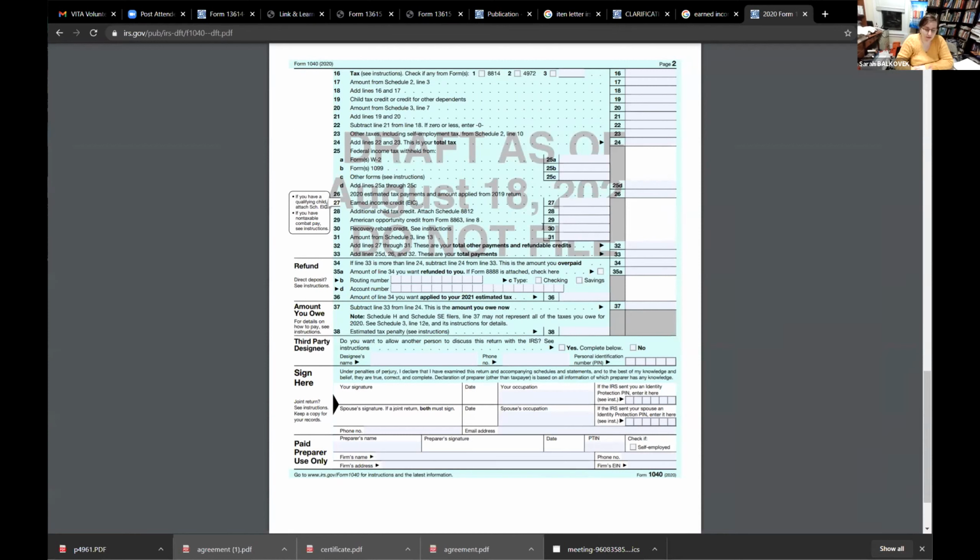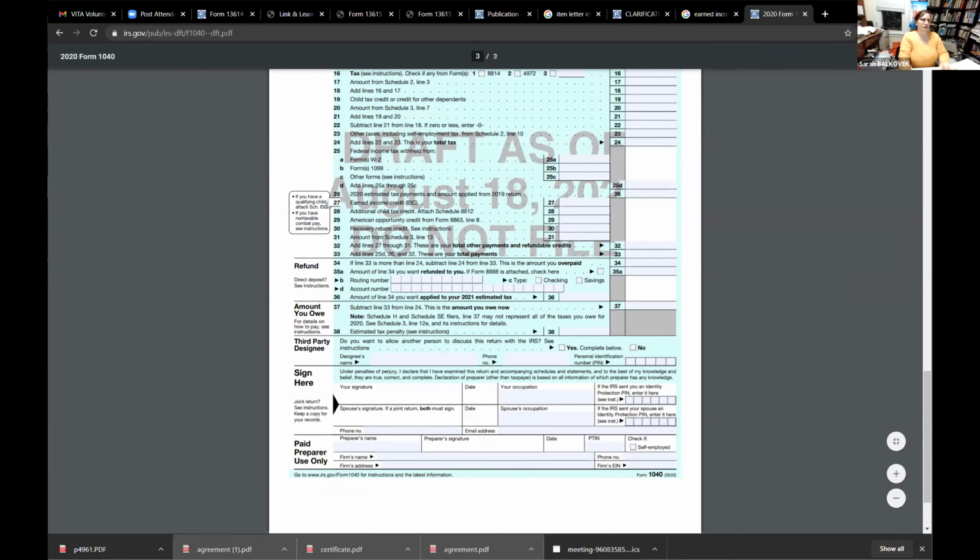So what that does is, again, it talked about in the CARES Act, if you made less than $100,000, you could get the payment, right? So what happens if the person did not get their refund payment and they were within the income requirements?